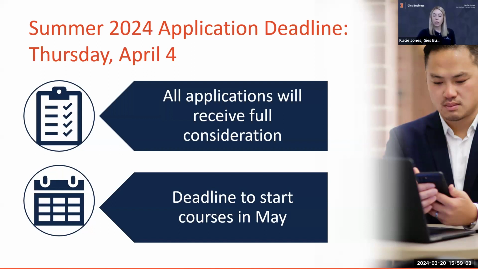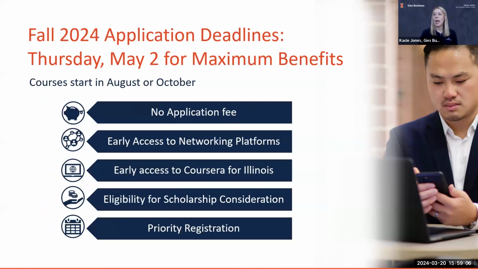Applications for our fall cycle are also open right now. May 2nd is our priority 1 deadline. So that means we've waived the application fee. You can apply for that scholarship consideration. You can also start to get some early access. So if you apply by that priority deadline, we're going to get you into some of those networking platforms. You could start on some of your MOOCs in advance. You could get registered for your fall classes. So I would consider applying by that priority deadline if you're looking to start in the fall.